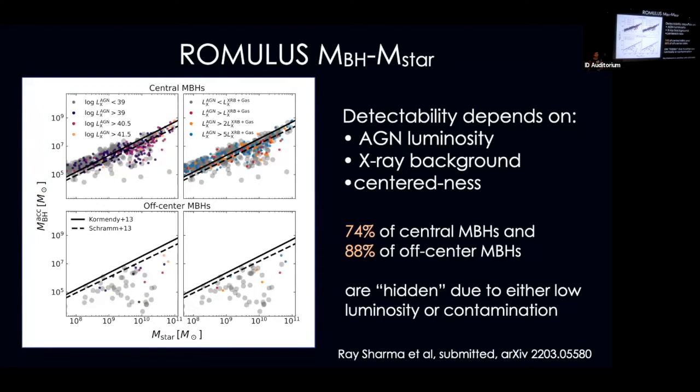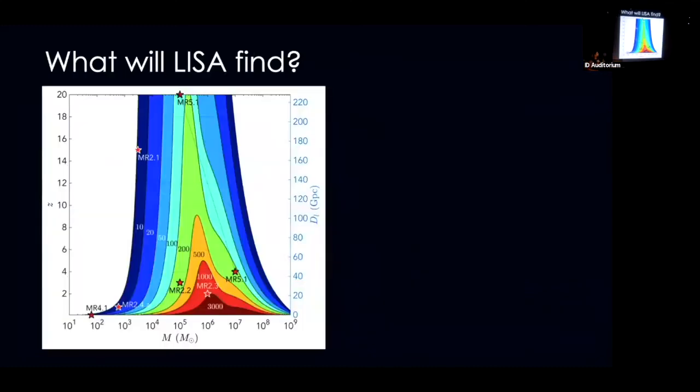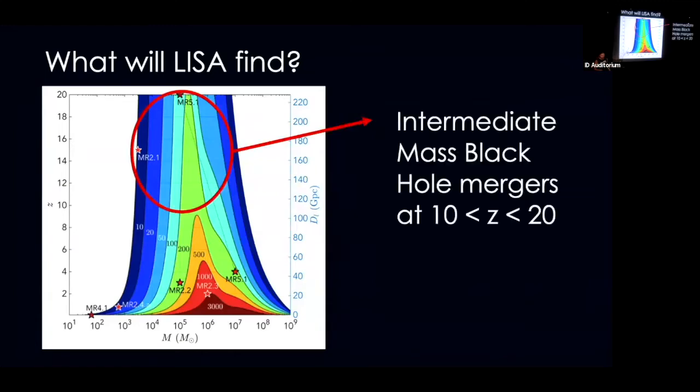So there's lots of black holes around, and we've got to think of new ways to find them, like gravitational waves. So I am involved with the LISA mission, and LISA is going to launch in the mid-2030s and detect gravitational waves from merging black holes in this intermediate mass range. And so what this plot is showing is the LISA sensitivity function. So this is redshift here, and this is mass of black holes that are merging, the total mass of the two black holes.